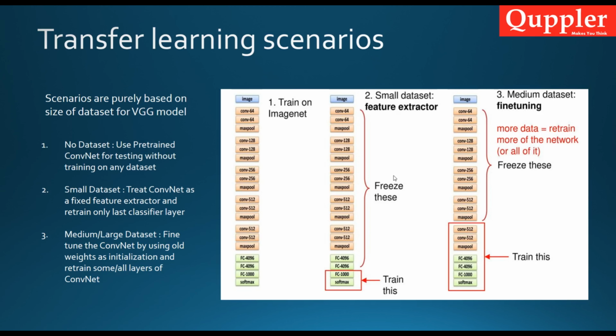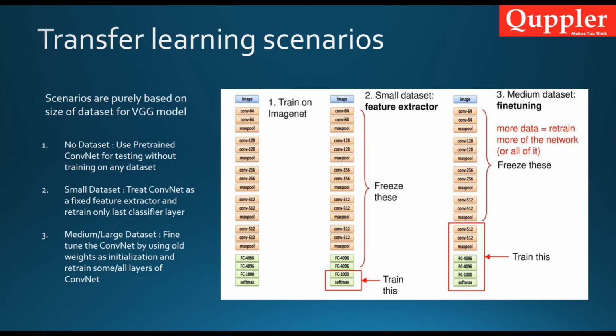Moving on to the next: if you have a medium or very large data set to feed into this neural network, then you will need to modify a few layers of this convolutional neural network, and the rest of the layers you will mark as frozen. In the case of the feature extractor also, before training you mark all of the layers as frozen. Then you train the convolutional neural network only with the last layer, so the trainable parameters would be only the last layer, and the other weights remain as they are.